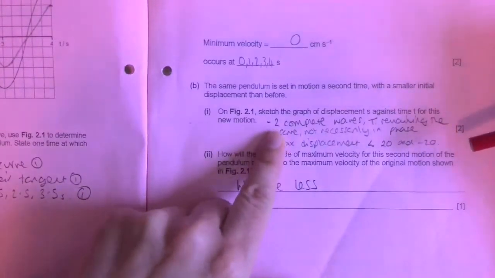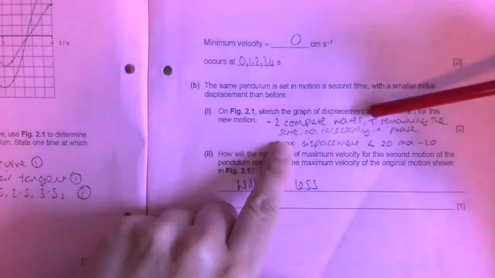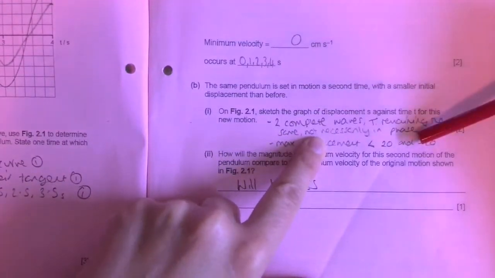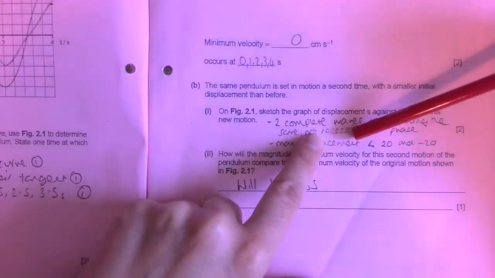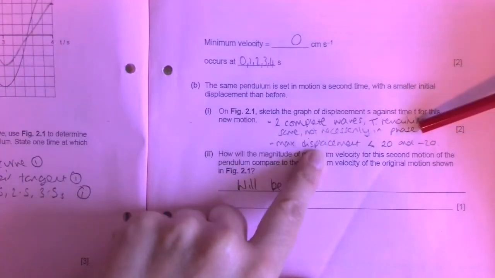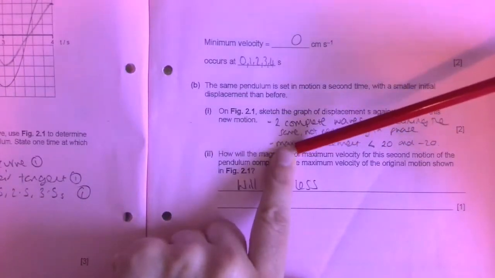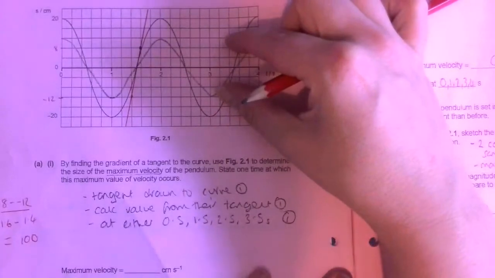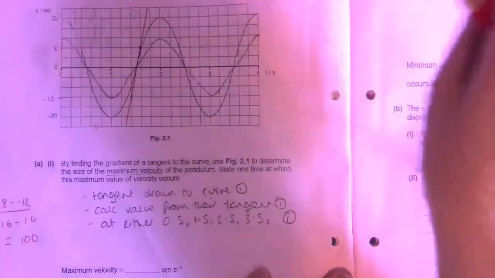So you needed to have 2 complete waves, time period remaining the same. Doesn't necessarily have to be in phase. I think you'll know what I mean by that by the stuff you've done with Mrs. Turner this year. And as long as your maximum displacement was smaller. So same time period, but smaller amplitude because it hasn't been released to as high a height.